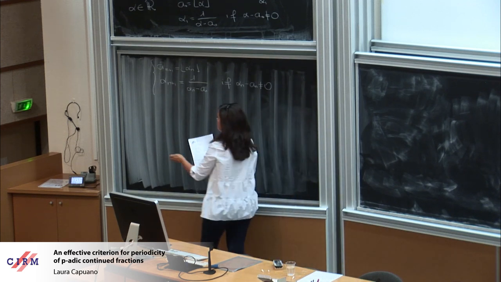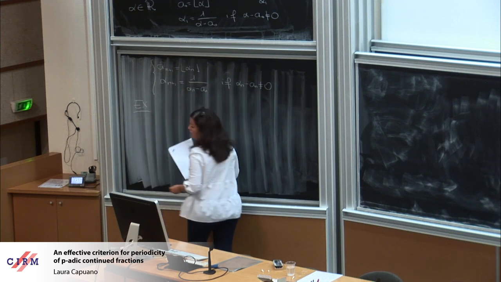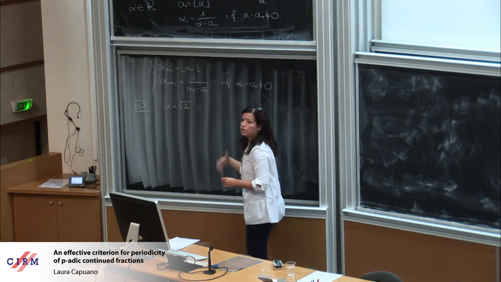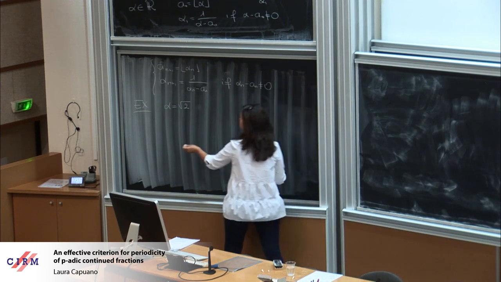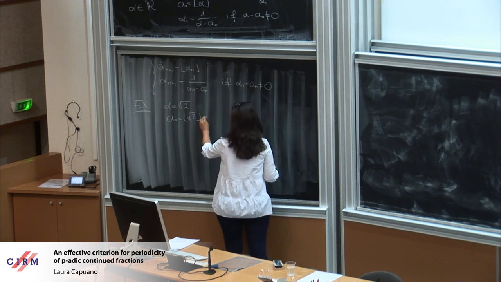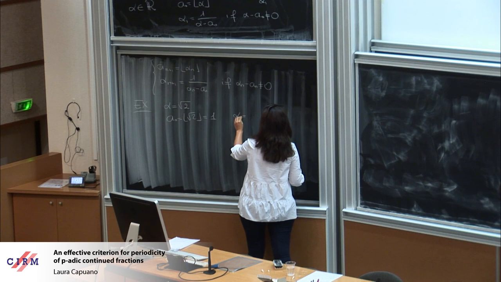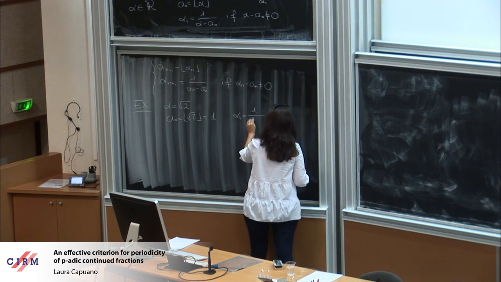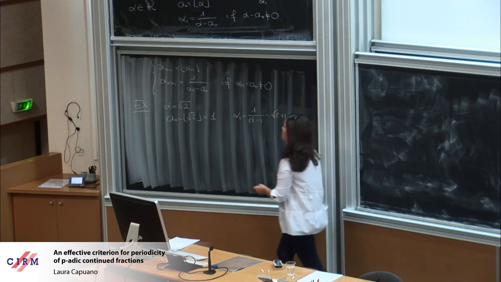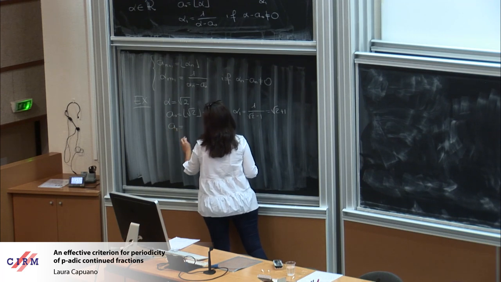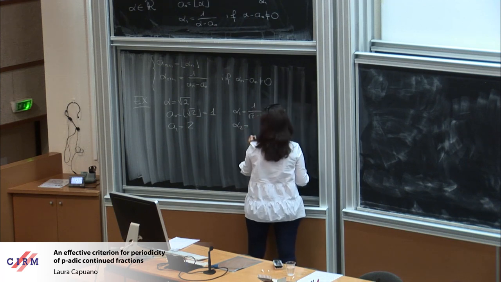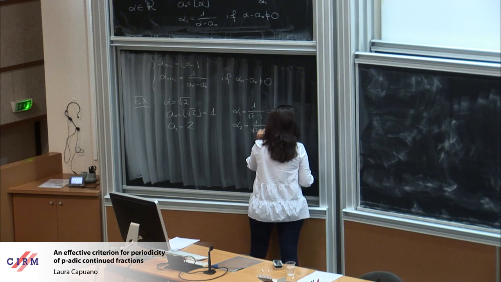Okay, so just to make a quick example, let's try to compute the continued fraction of alpha equal to the square root of 2. The first term will be the floor of the square root of 2, that will be 1, and then alpha 1 will be 1 over square root of 2 minus 1, that is just square root of 2 plus 1. And if you compute, a1 will be 2, that is the floor of this, and then alpha 2 is equal again to 1 over the square root of 2 minus 1.